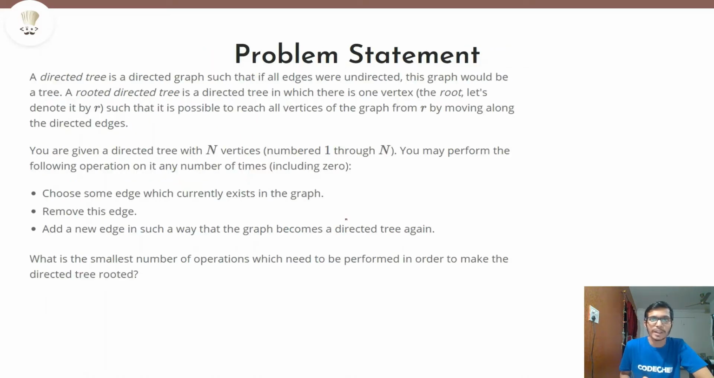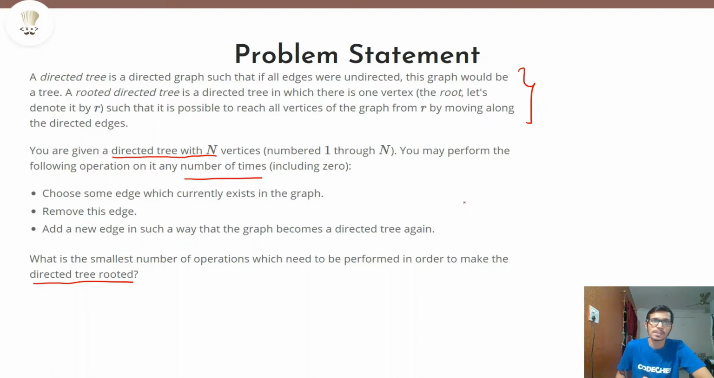The problem statement states that we are given a directed tree with n vertices and we have to perform some number of operations on the tree such that finally it becomes a rooted directed tree. There are many terms used in this question. You will find the terminology and all the definitions in the first para of the question, and also in the upcoming slides, we'll be seeing them with the help of diagrams.